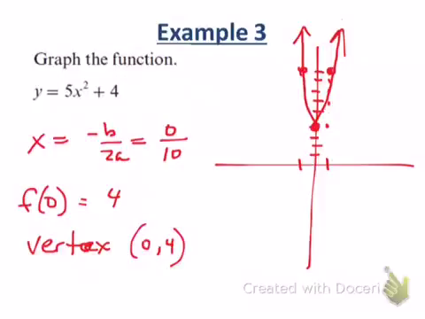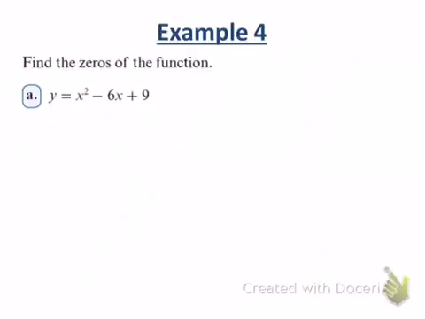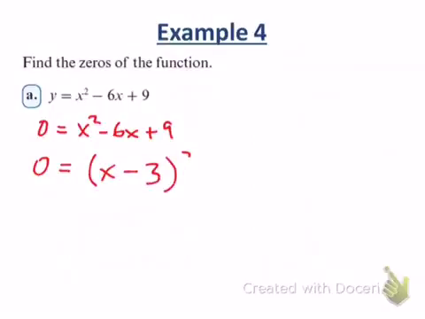All right. Let's have a look at these. Find the zeros of this function. The zeros are the x-intercepts. So the x-intercepts are where y is equal to 0. We could do this graphically, but let's do it algebraically. Let y equal 0. Will the right side factor? What will it factor as? x minus 3 squared.